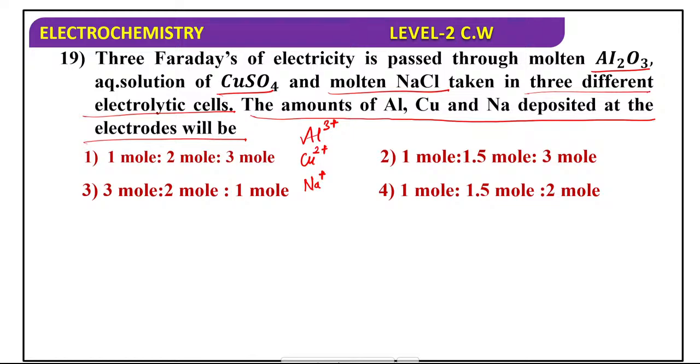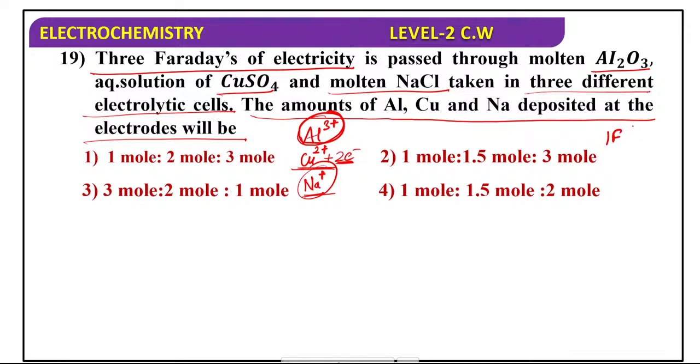So the amounts of aluminium, copper and sodium deposited at the electrodes will be, and 3 Faradays of electricity is passed. When you pass 3 Faraday of electricity through aluminium 3 plus, how much aluminium is deposited? 1 mole. And through Na plus, if 3 Faradays passed, you will get 3 moles. 1 mole and 3 mole. And what about this? If you pass 2 Faraday of electricity, you will get 1 mole. And 1 Faraday will give half mole. You can go like this.